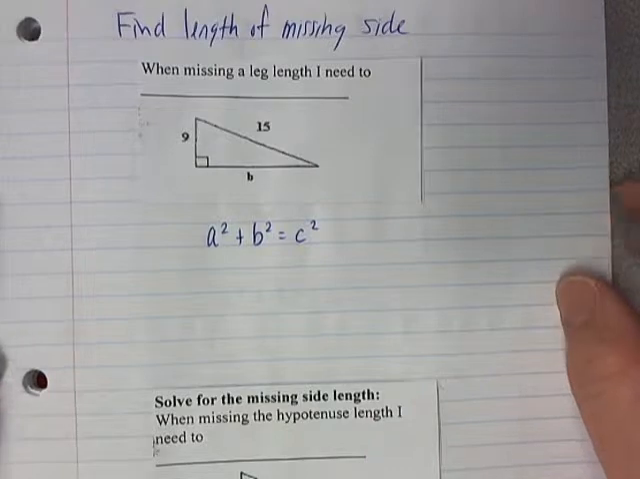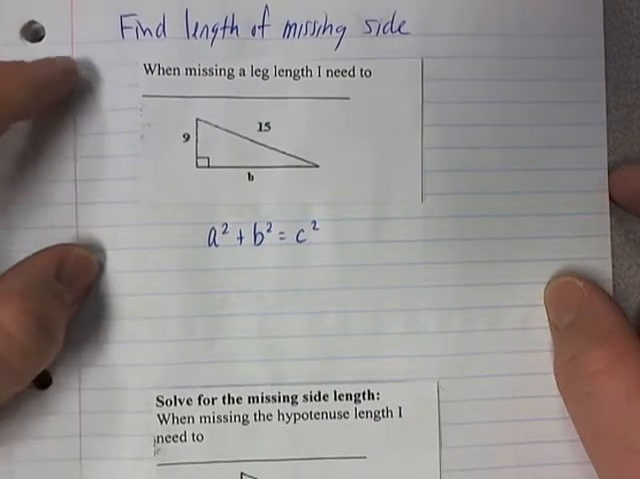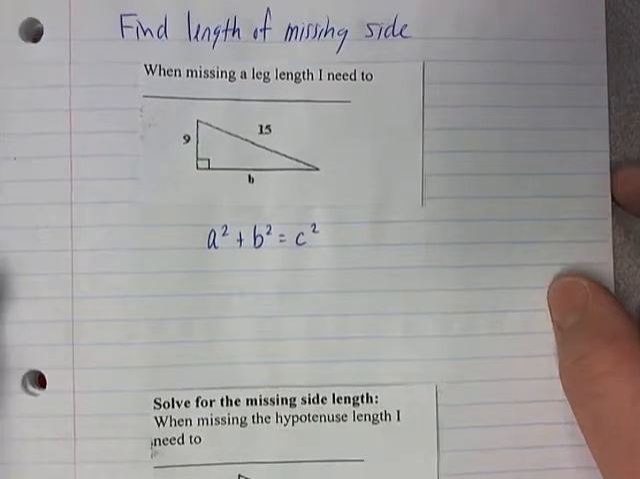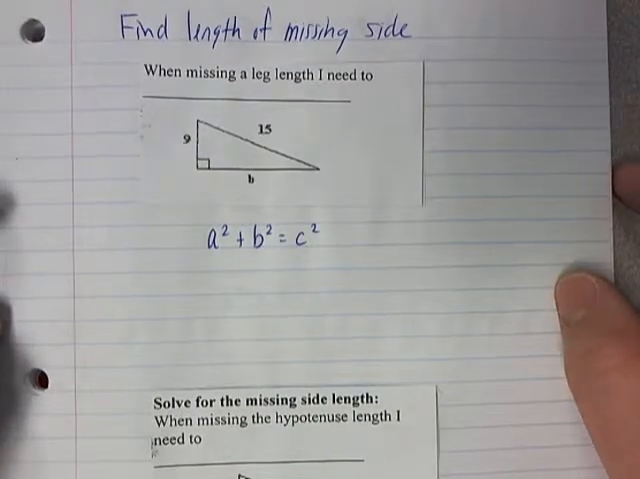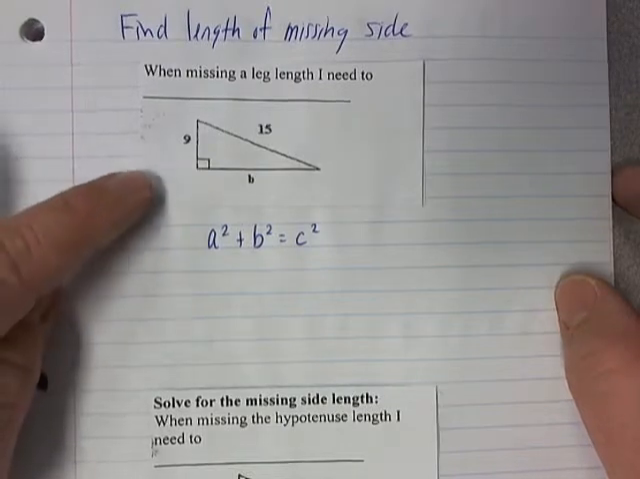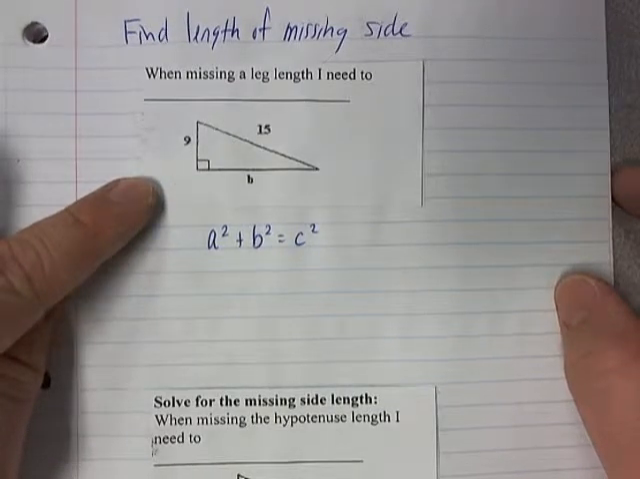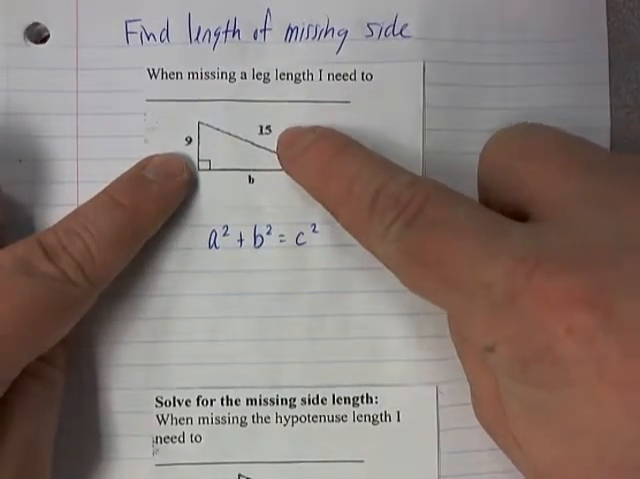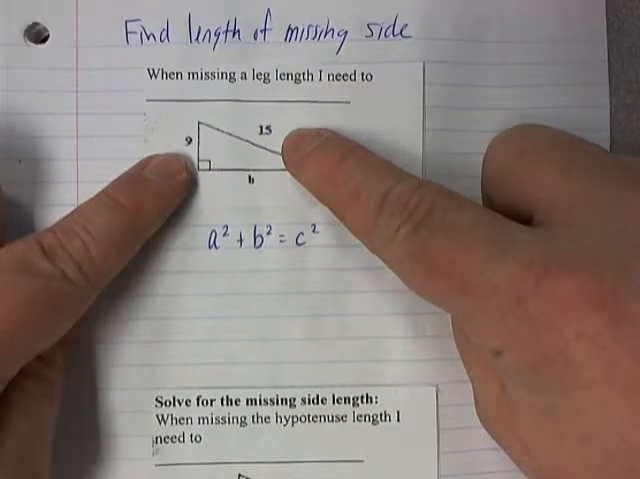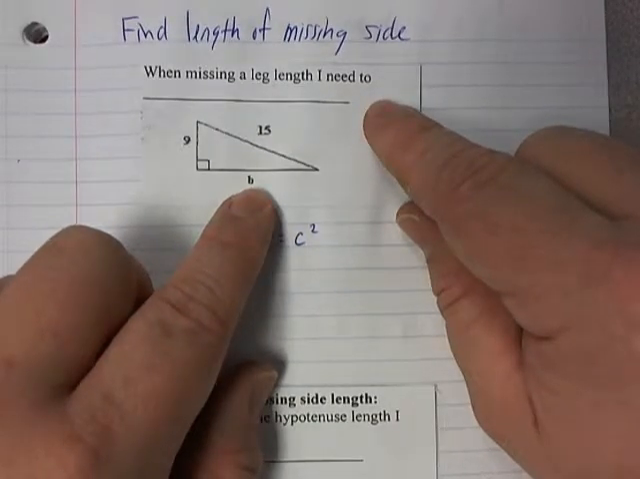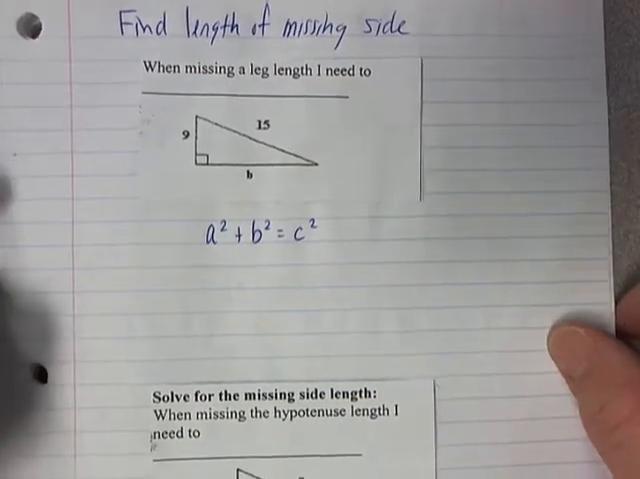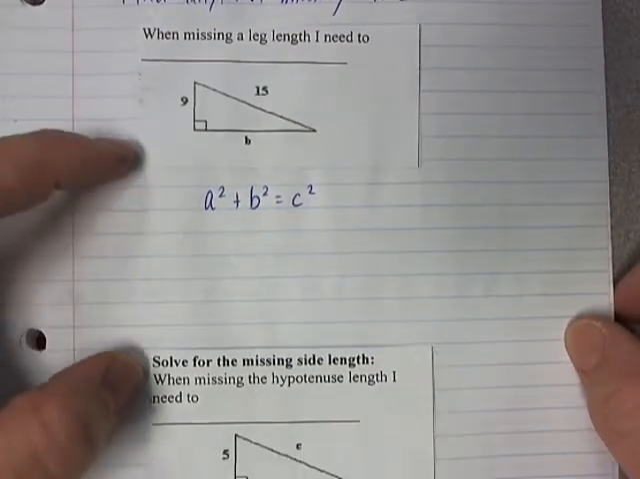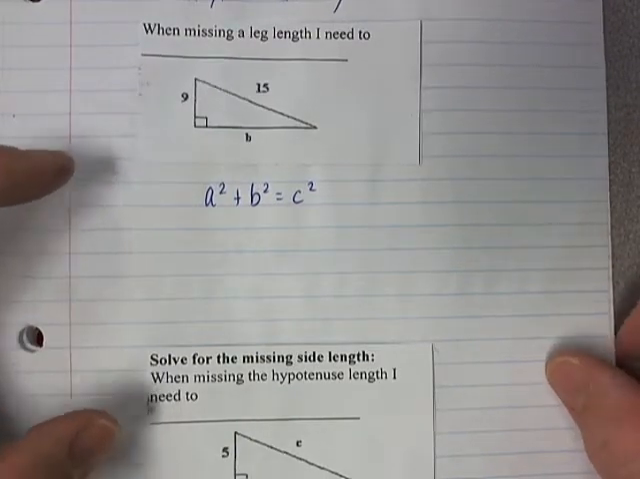Turn to the next page in your spiral and title this page Find Length of Missing Side. So given a right triangle, we're going to find the length of a missing side using the Pythagorean theorem. Cut out this picture from your worksheet that has 9 as a leg measurement, 15 as the hypotenuse measurement, and the unknown length is B. Glue that to this page. Leave space in between the notes that you glue.